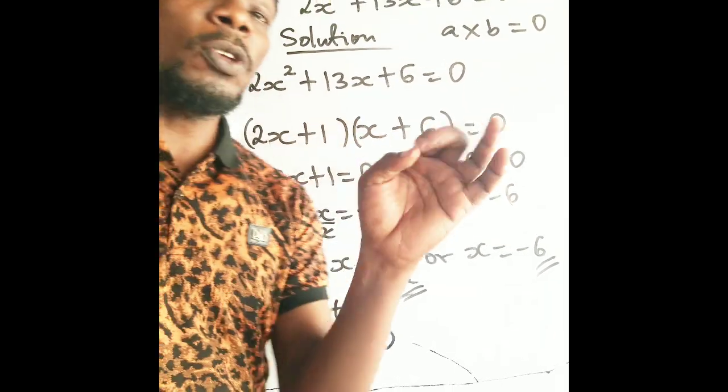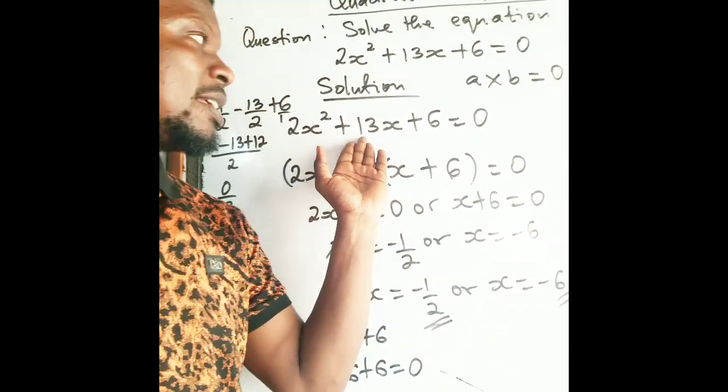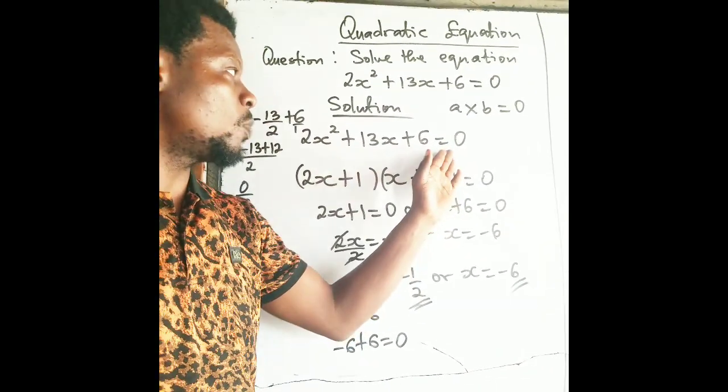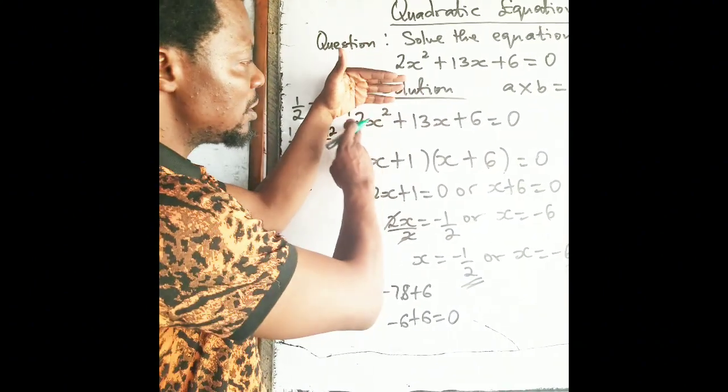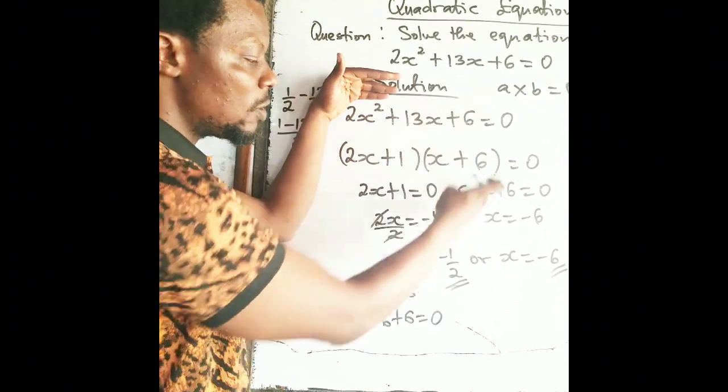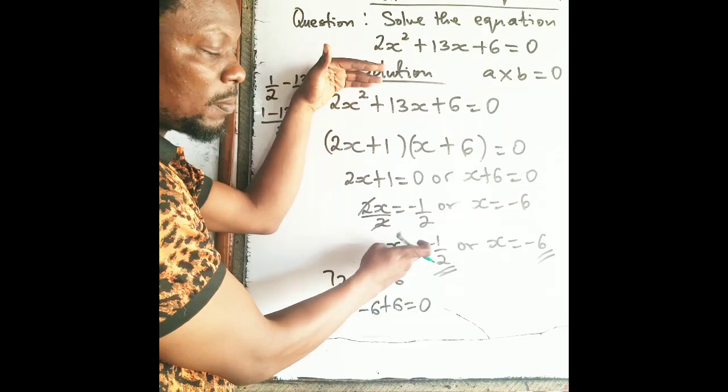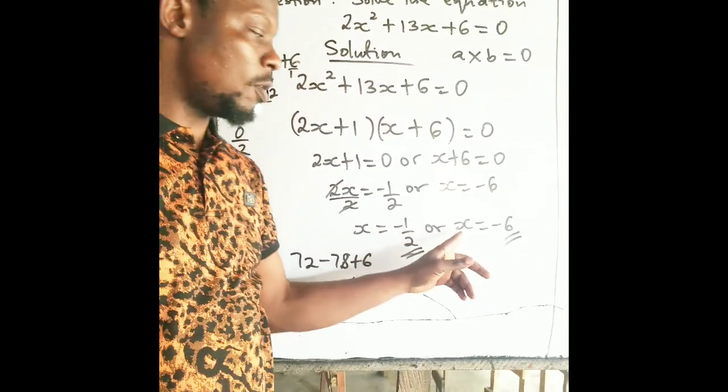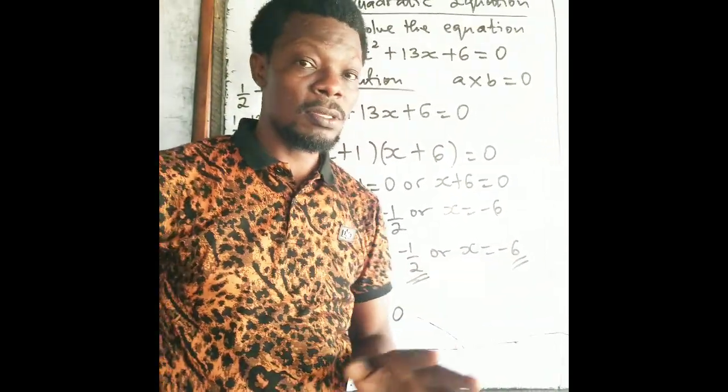0. The law of equation states that both sides of an equation must be equal. So the left-hand side, which is this, is equal to 0 when x is minus 1 over 2, or when x is minus 6.